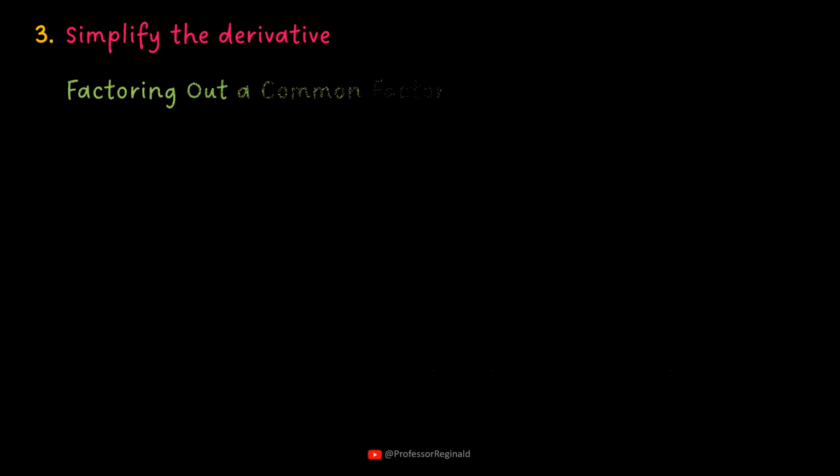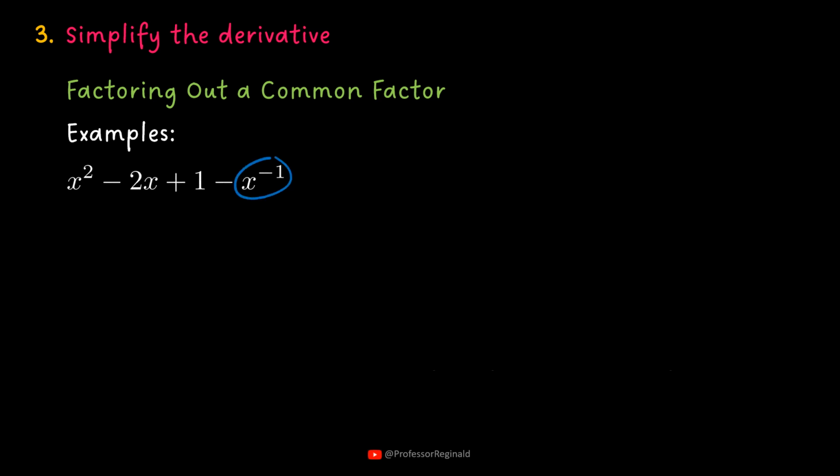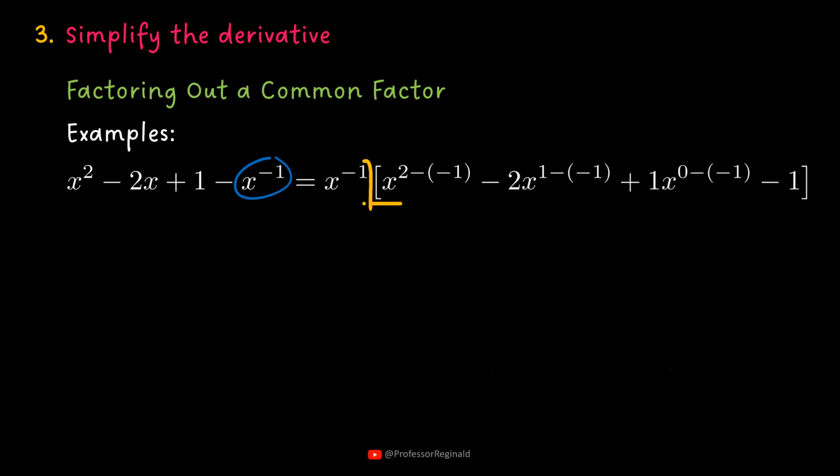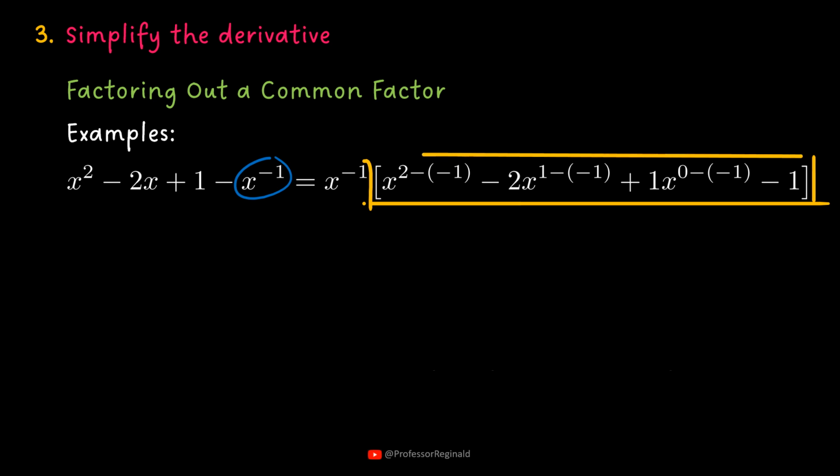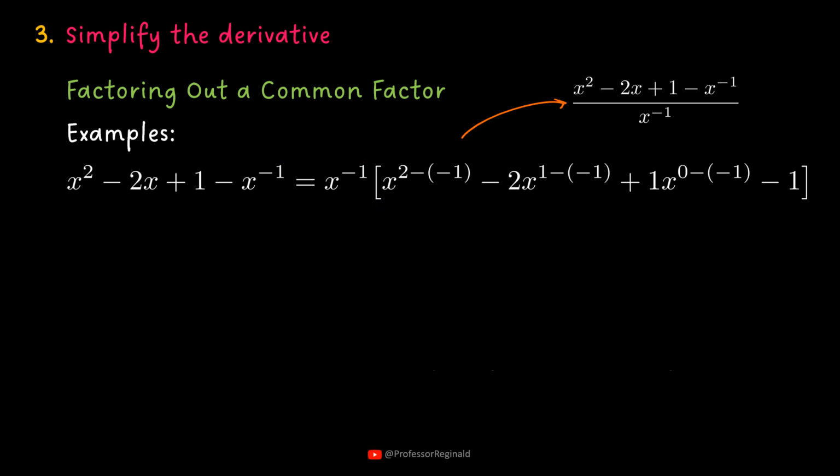Factoring out a common factor. Examples. Factor out the variable with the lowest exponent. Subtract this exponent from the exponent of the same variable of each term. This is the equivalent of dividing each term by the common factor. And then, simplify the result.